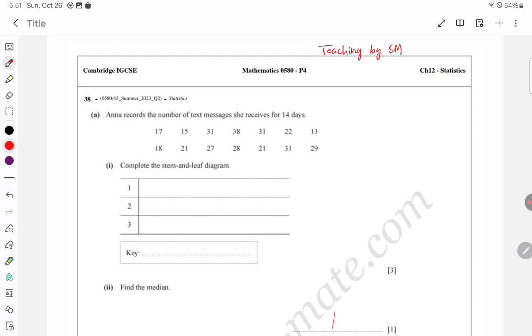Assalamualaikum, I am Alina Zahid and today we are solving Cambridge IGCSE Mathematics Paper Code 0580, Chapter 12 Statistics Past Paper from 2017 to 2023.